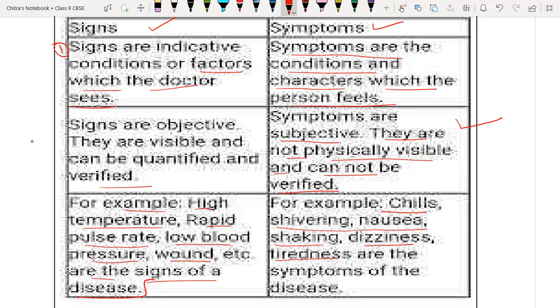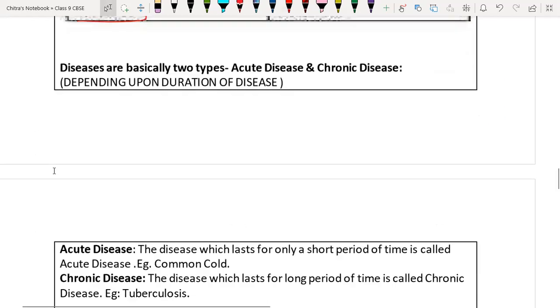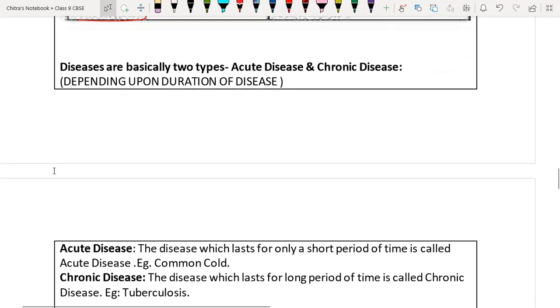Everyone, you are there, no? Yes, sir. So again, you have to take a screenshot, no, I will drop the notes in your WhatsApp group, don't worry. So now we are going to discuss the next part.